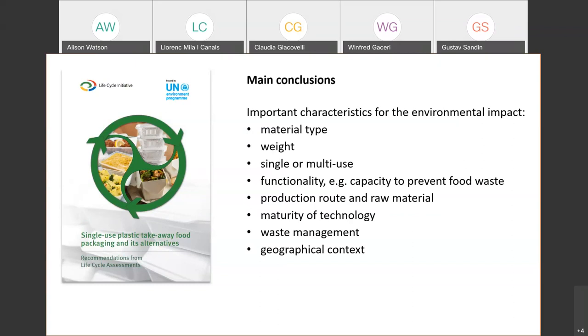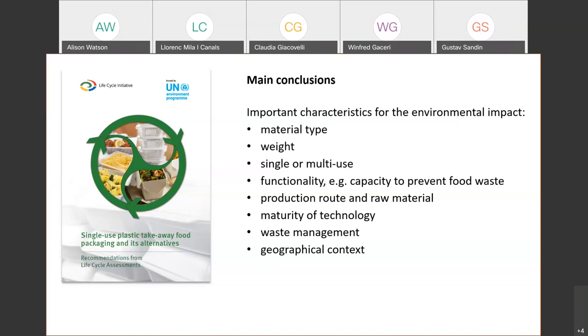Having said that, also other factors within each material category are very important for their relative environmental impact. For example, the weight of the packaging, whether it's single or multi-use. Reusable packaging is environmentally preferable if used a sufficient number of times. But not only the number of uses is important, but also how the delivery and take-back system is set up, including transportation modes and distances. Functionality is important, for example, the capacity of the packaging to prevent food waste, as the food in the packaging often has a larger environmental impact than the packaging itself.